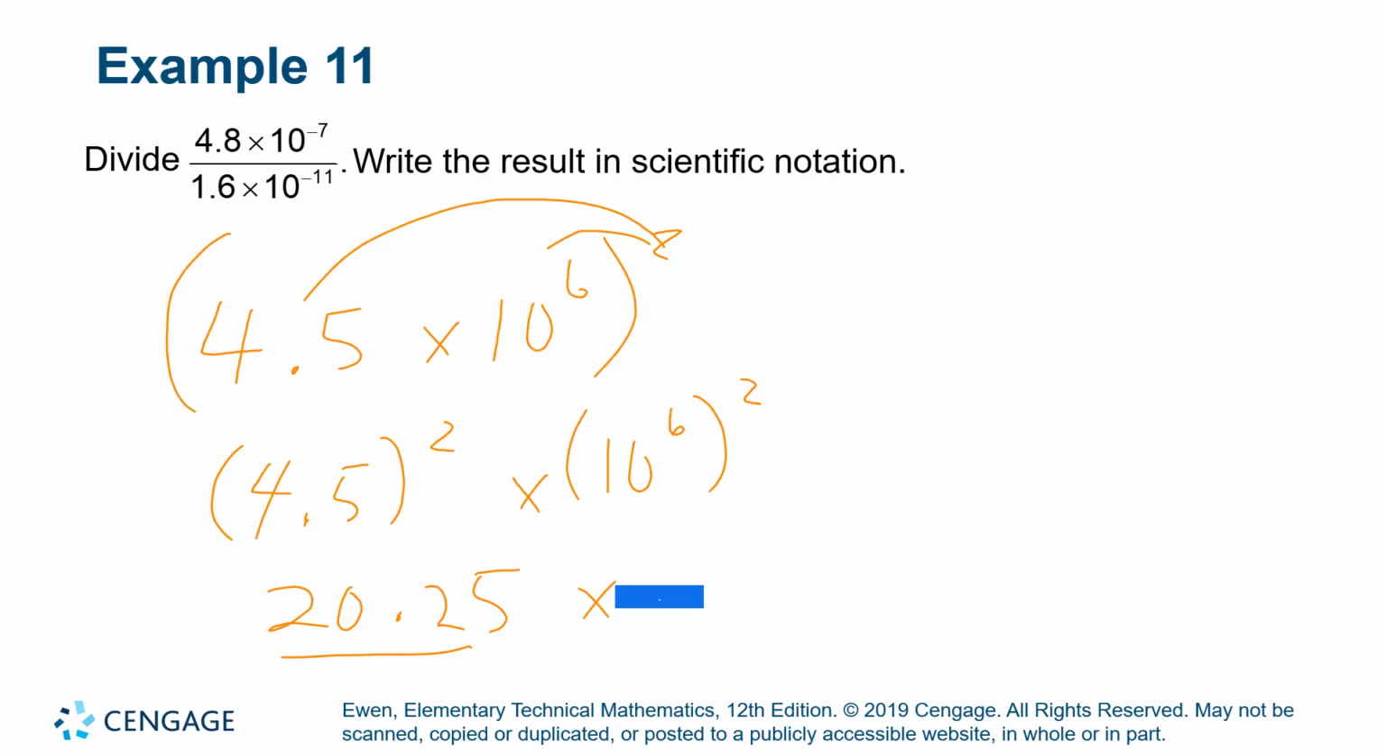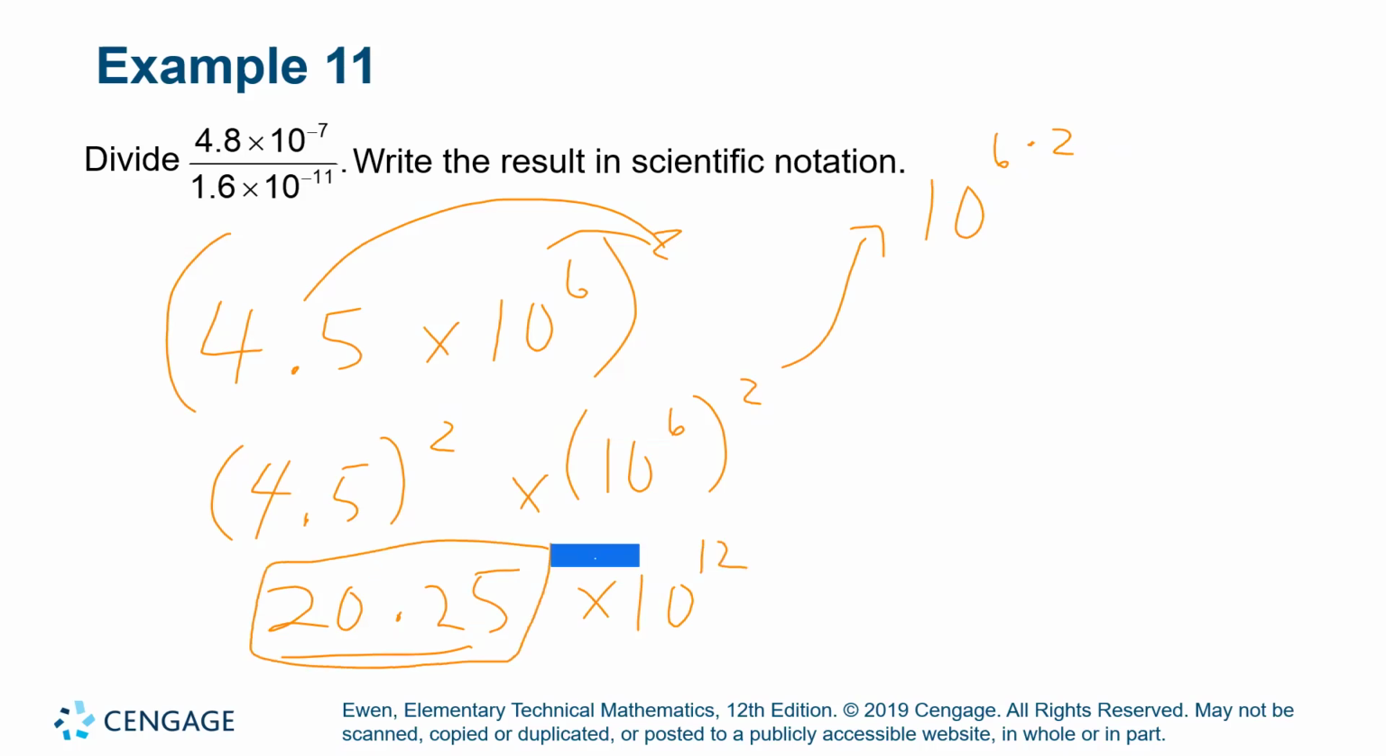Times, now from the power rule, this is 10 to the power 6 times 2, which is 10 to the power 12. So you've got to fix this. From 20.25, it has to be 2.025. But you've got to move the point one time. So you're making the number smaller, which means you're doing 2.025 times, I move the point one time to the left to make the number smaller, times 10 to the power 12.